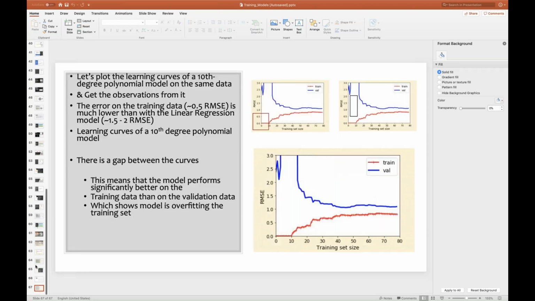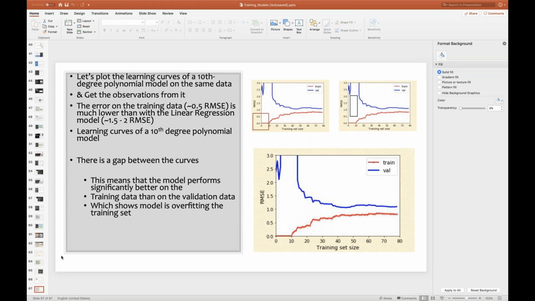Next diagram. Look at this one. Let's plot the learning curves of a 10th degree polynomial model on same data. When I say same data, x underscore poly, which is the added weights of your existing features. Now get an observation from it. If you see it carefully, the error of the training data is at 0.5, which is much lower than the linear regression model. 1.5 is less than 2.